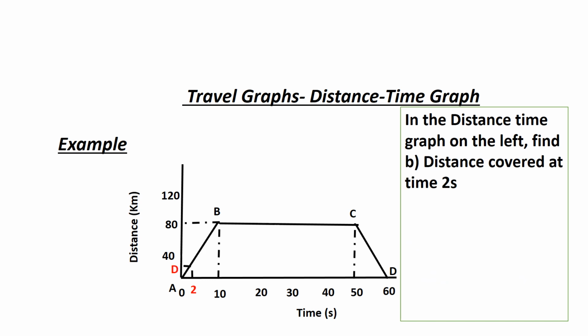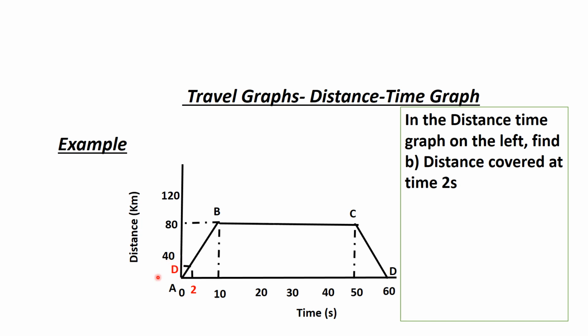Question B, distance covered at time 2 seconds. From now onwards, we're going to assume that this is meters, so we forget about the K so that everything is balanced. So 2 seconds is somewhere here. We are just guessing, we don't know where 2 seconds is, but we know that it is between 0 and 10. So if we go up, the distance should also be between 0 and 40 here. So whatever we get should be between 0 and 40.